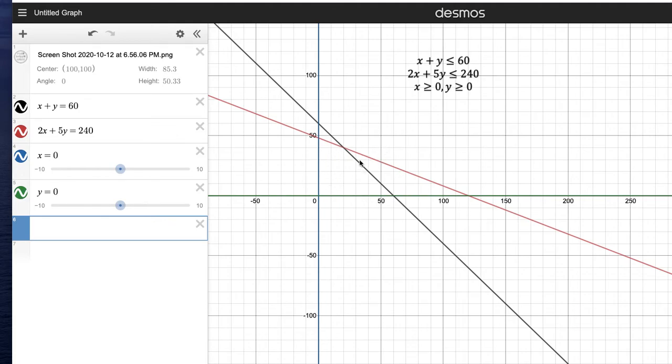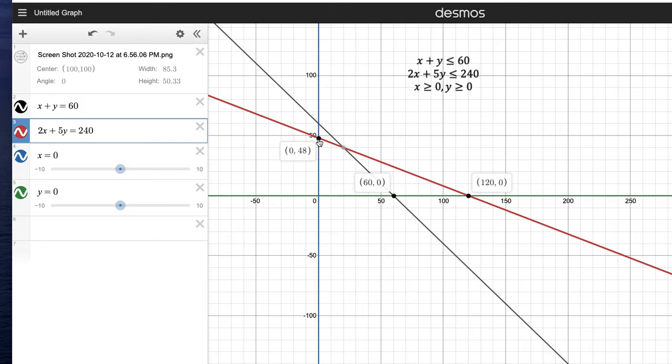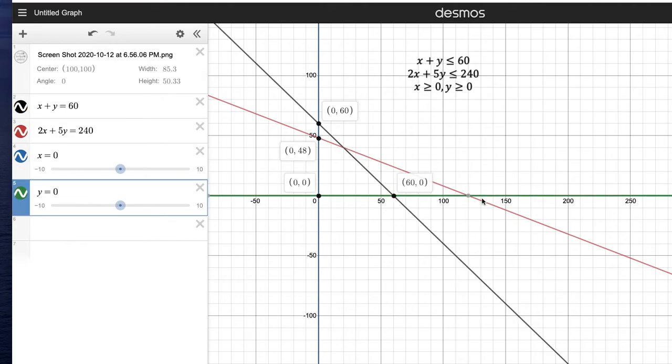But what I want to do is find all the points of intersection just so I can recognize them later. The key one being the one between the two non-vertical, non-horizontal lines, the two slanted lines, I should say. That point of intersection is (20, 40). It looks like here we have (60, 0). Over here we have (120, 0). Here we have (0, 48). Here we have (0, 60). And here we have (0, 0). So lots of points of intersection there.